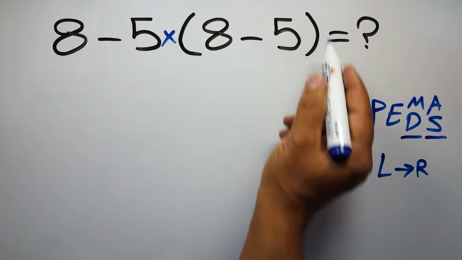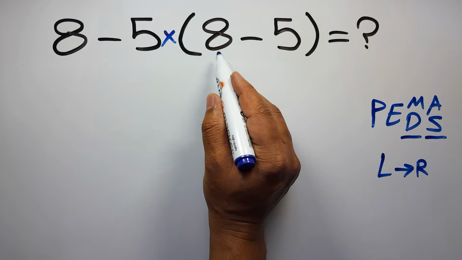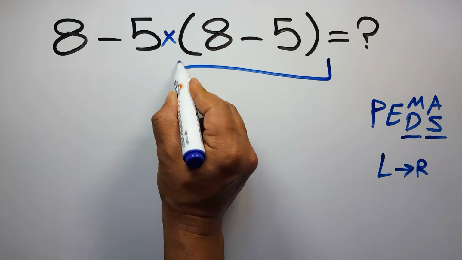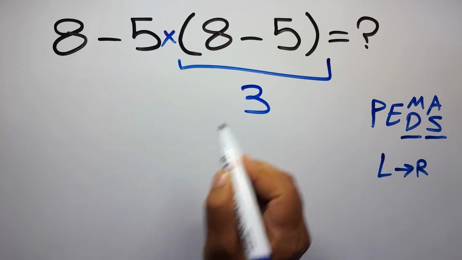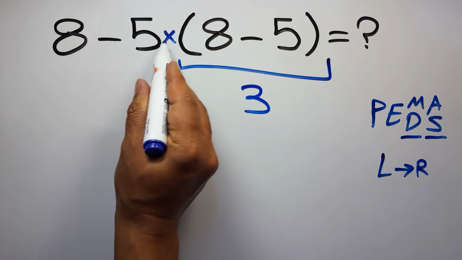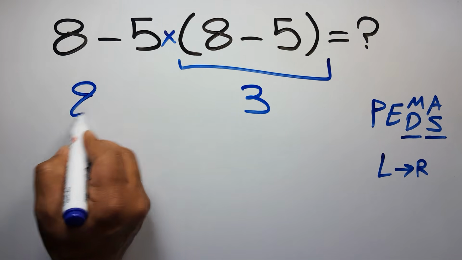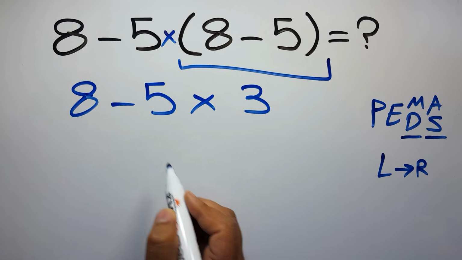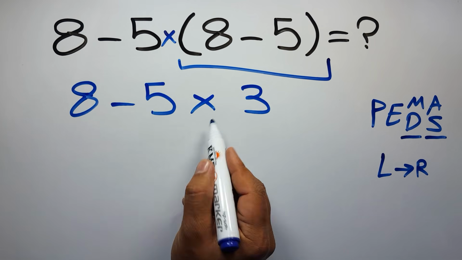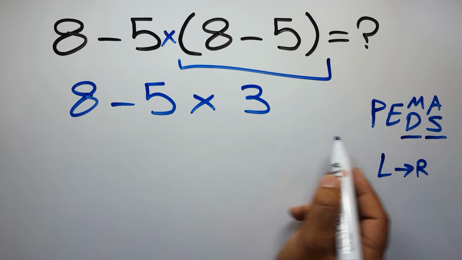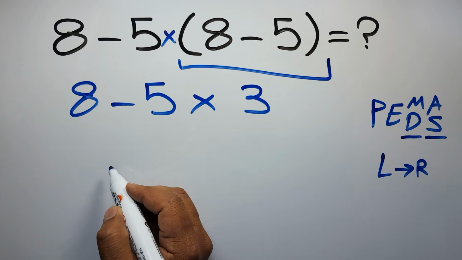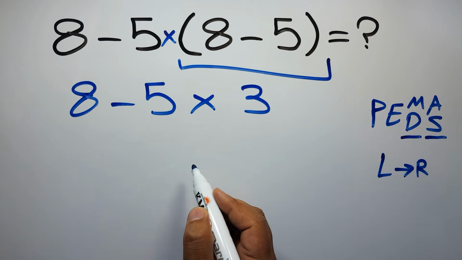So first we have to do this parenthesis. Inside this parenthesis we have 8 minus 5, which gives us 3. So 8 minus 5 times 3. Now we have one subtraction and one multiplication. According to PEMDAS, multiplication has higher priority than subtraction. So first we have to do this multiplication.